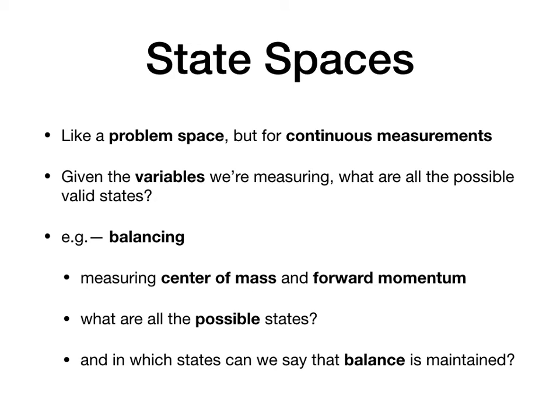So given whatever variables we're interested in, what are all the possible valid states? Very similar to what we talked about with problem spaces, right? A problem space had some invalid actions. For instance, in the one where you carry the fox across the water, carry the wolf across the water with the chickens or whatever it was, you had actions you could technically take, but they would end up in an immediate loss, so they would be considered invalid. The same idea here, but we're talking about a broader space of possible states of these continuous variables.